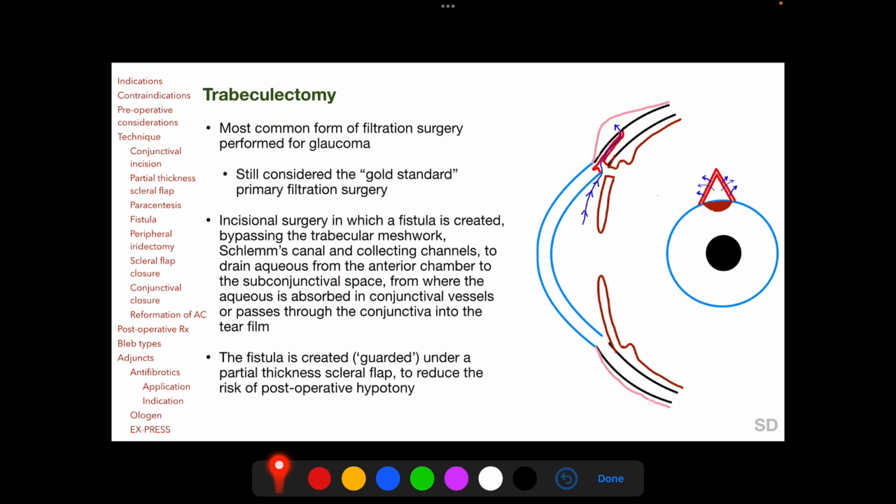Trabeculectomy is the most common form of filtration surgery performed for glaucoma, and it is still considered the gold standard primary filtration surgery. Trabeculectomy is an incisional surgery in which a fistula is created which bypasses the trabecular meshwork, the Schlemm's canal, and the collecting channels to drain aqueous humor directly from the anterior chamber to the subconjunctival space. And from the subconjunctival space, the aqueous is then absorbed in either the conjunctival vessels or the aqueous passes through the conjunctiva into the tear film.